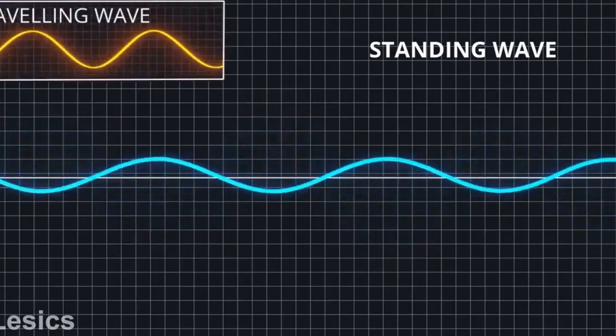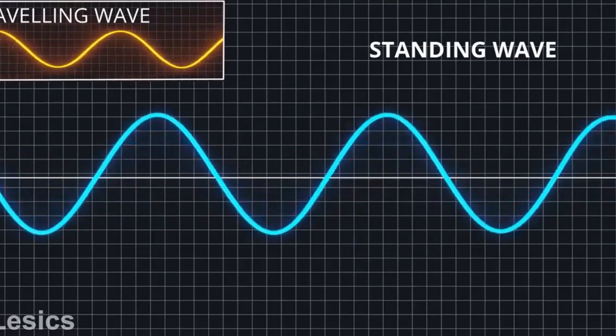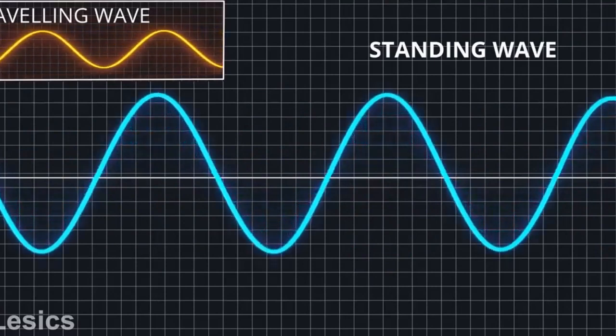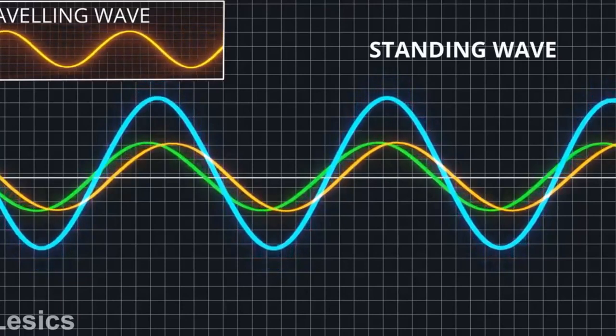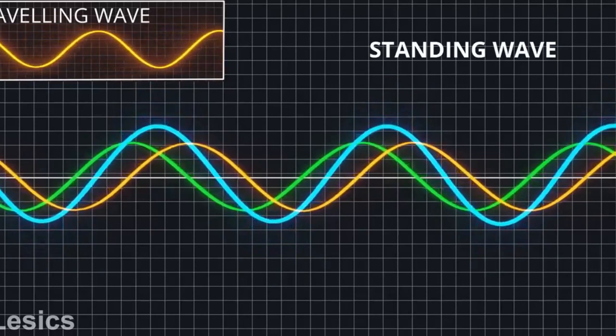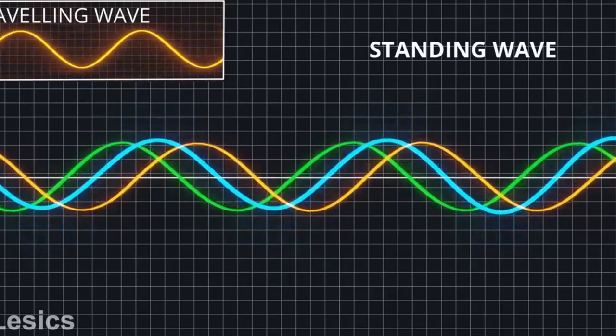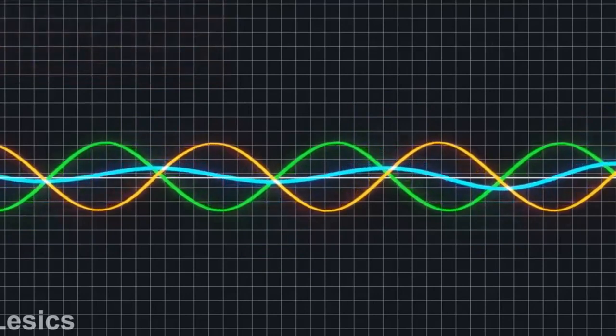Just by observing these two wave animations, you can understand how a standing wave is different from a normal traveling wave. It is formed when two waves having the same amplitude and the same frequency, moving in opposite directions, are superimposed on each other. Please have a look at these two electromagnetic waves, which are traveling in the opposite direction.